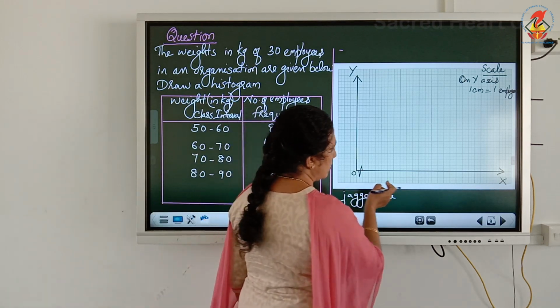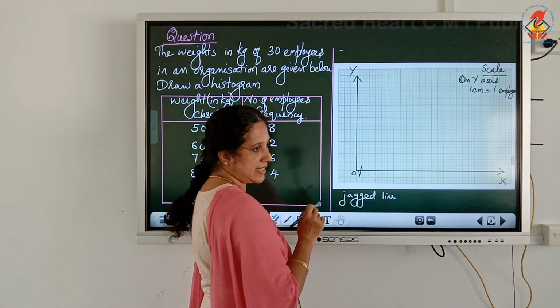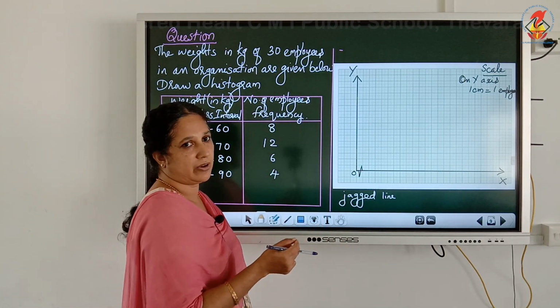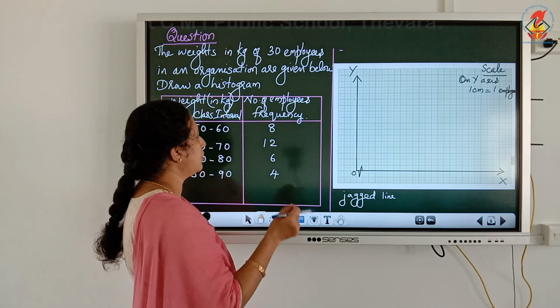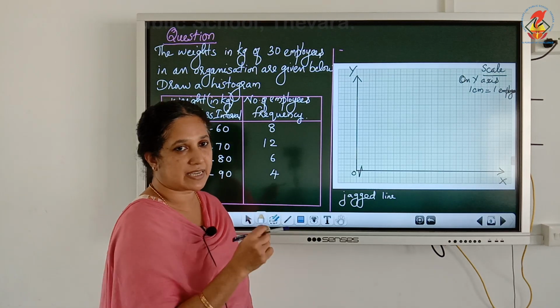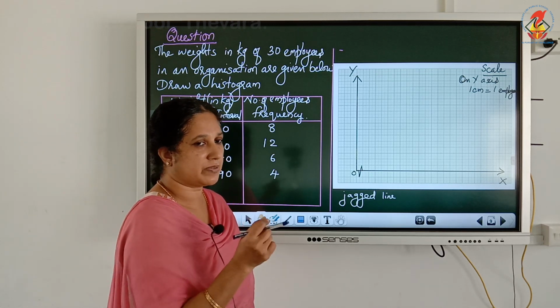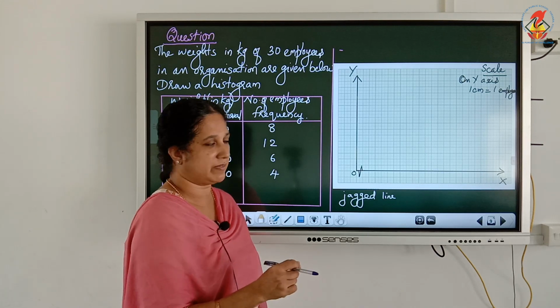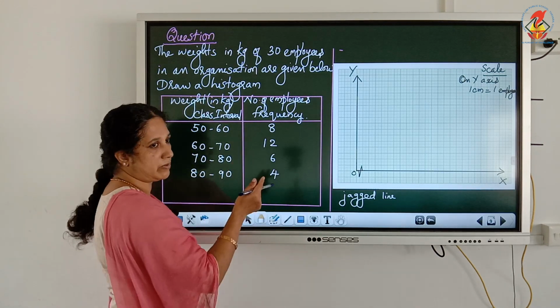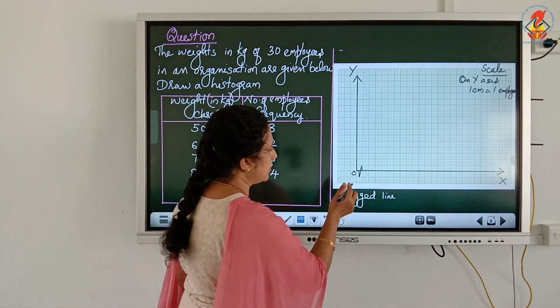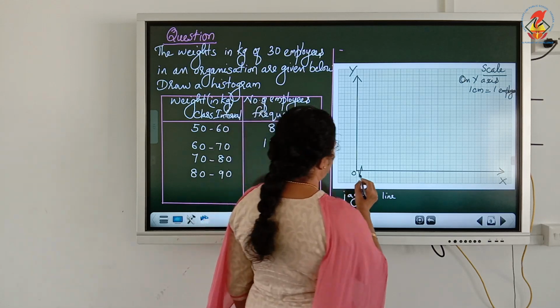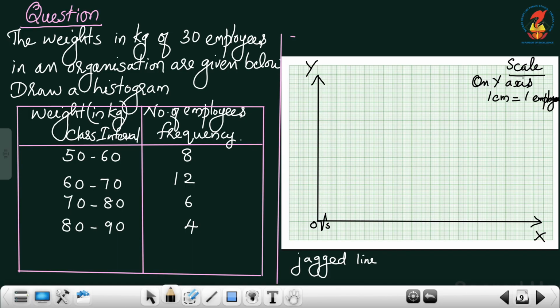So along the horizontal line, that means along the x-axis, you have to mark a jagged line or a broken line to indicate that we are not starting from 0, we started from 50 onwards. If the class intervals do not start from 0, 0 to 10, 10 to 20, for example if it starts from 50 onwards, we have to put a jagged line. Then after that only you have to mark the class intervals, starting from here, 50 to 60.